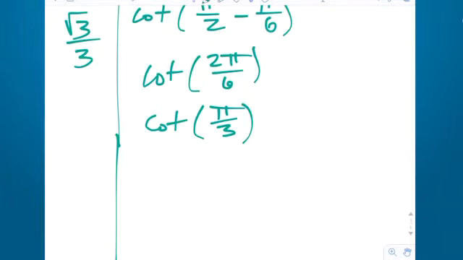And what is cotangent of pi/3? The ordered pair is 1 half, square root of 3 halves, so it's x over y, which is square root of 3 over 3.